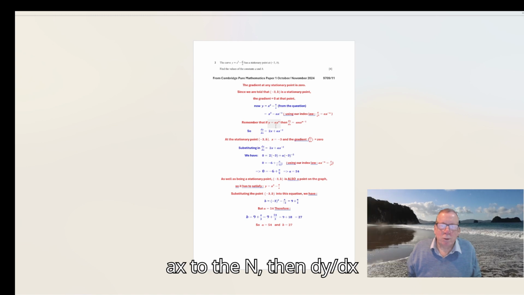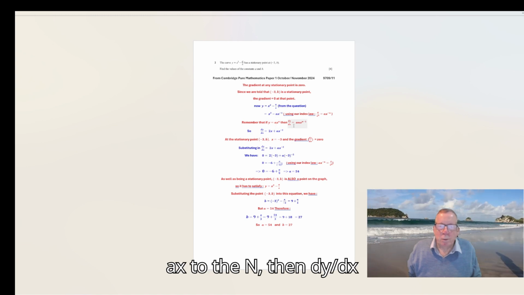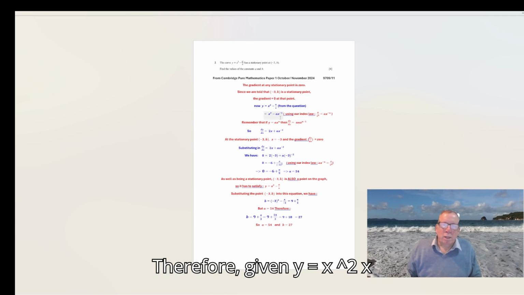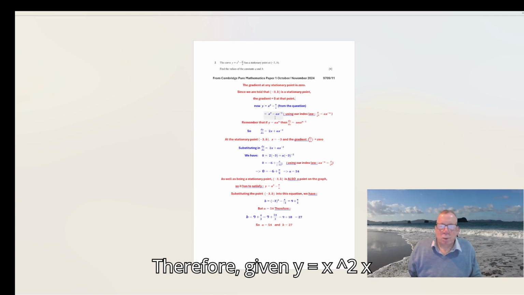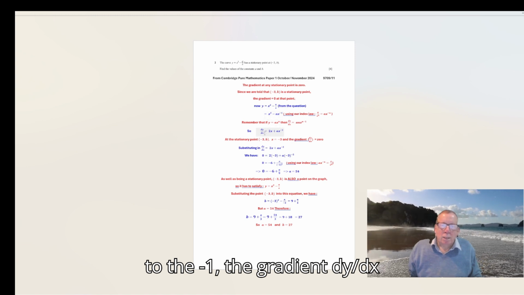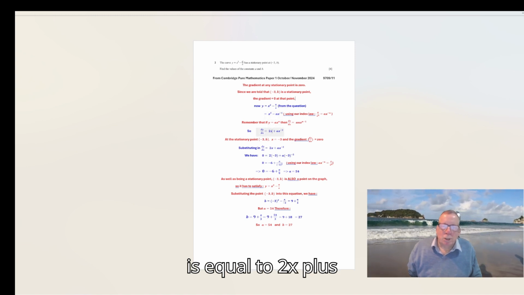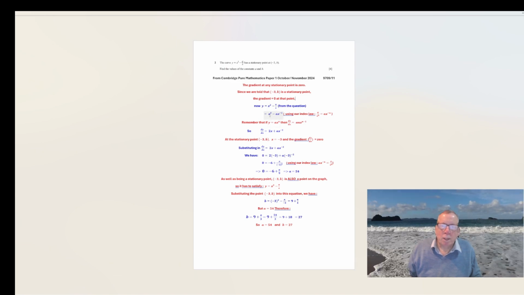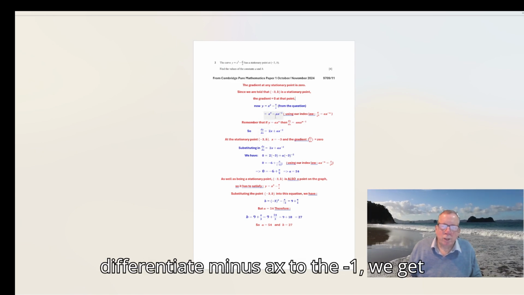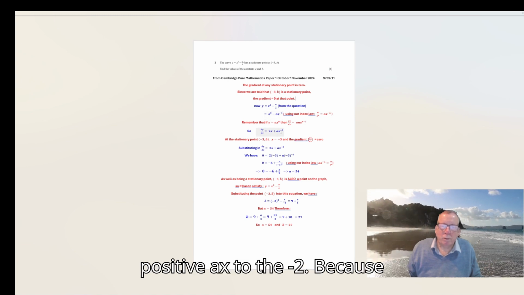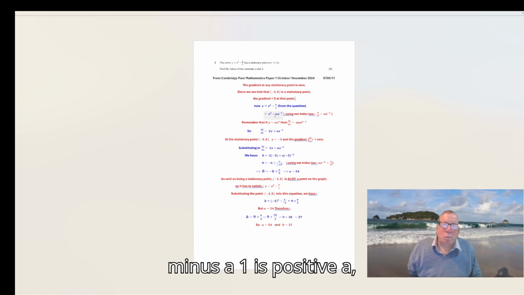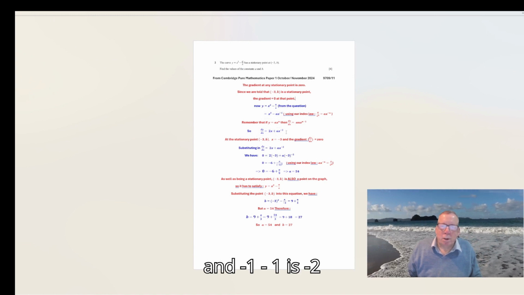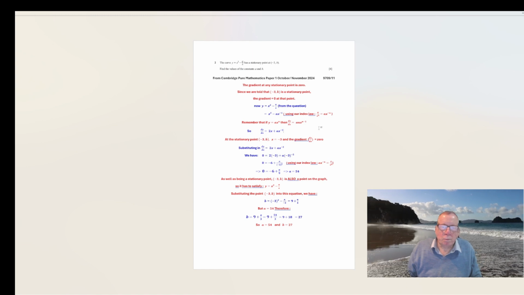Remember that if y equals a x to the n, then dy dx must equal a n x to the n minus 1. Therefore, given y equals x squared minus a x to the minus 1, the gradient dy dx is equal to 2x plus a x to the minus 2, differentiating this here. Differentiate x squared, we get 2x, differentiate minus a x to the minus 1, we get positive a x to the minus 2, because minus a times minus 1 is positive a, and minus 1 is minus 2.